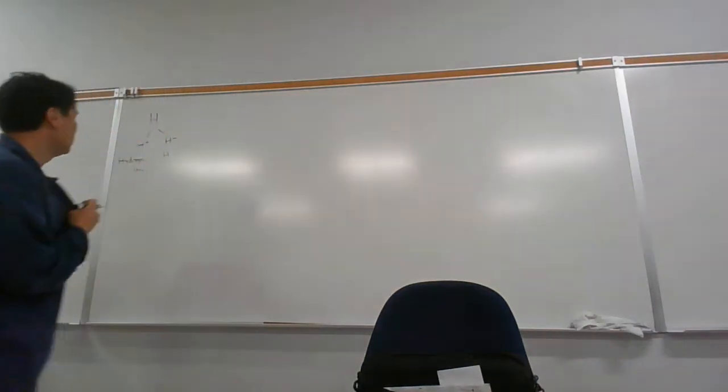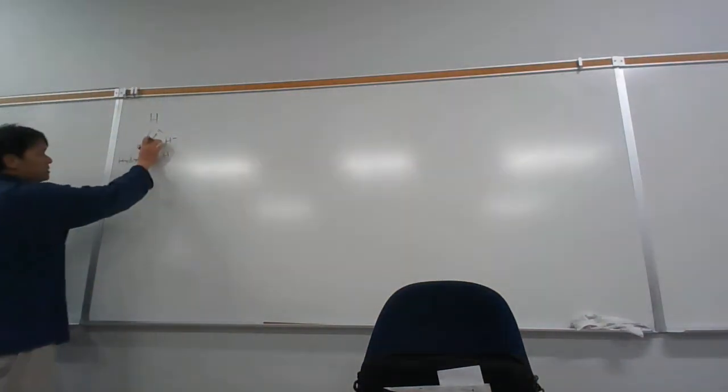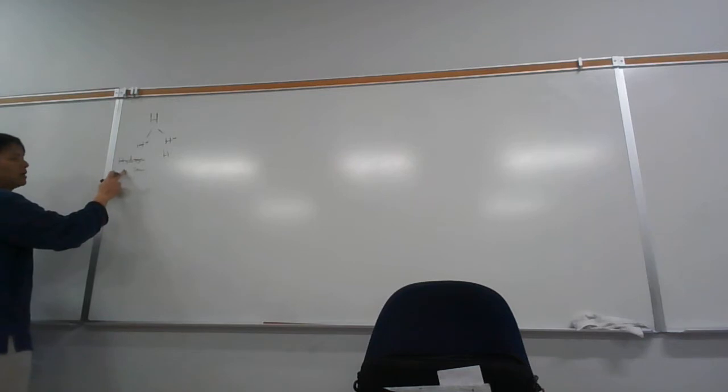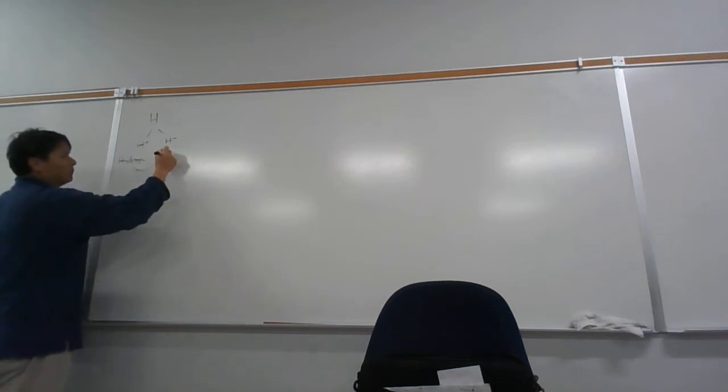Let's take a look at the periodic table. Hydrogen is kind of in an unusual position because it could either lose one or gain one. If it loses one, we form the hydrogen ion. If it gains one, we form the hydride ion.